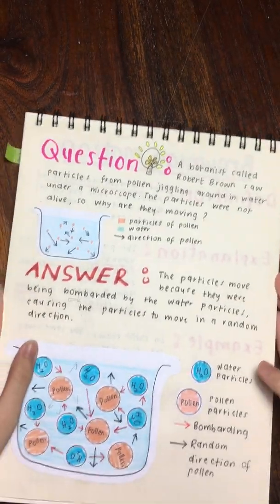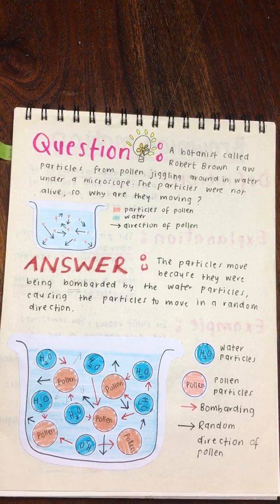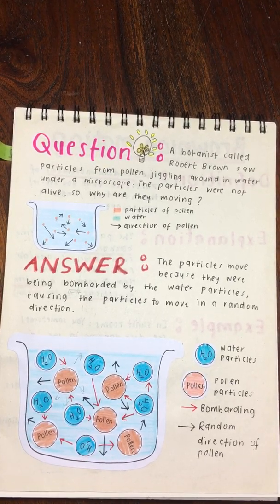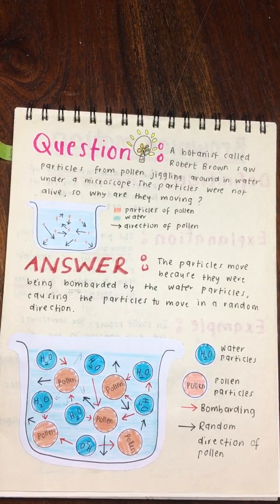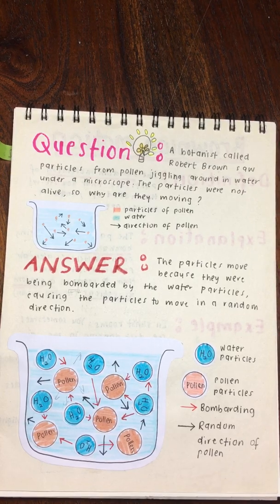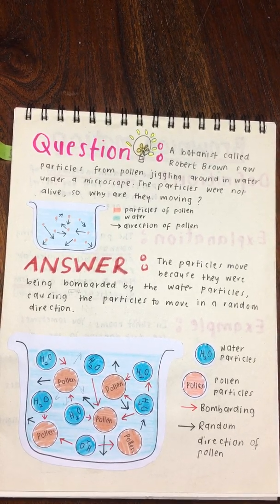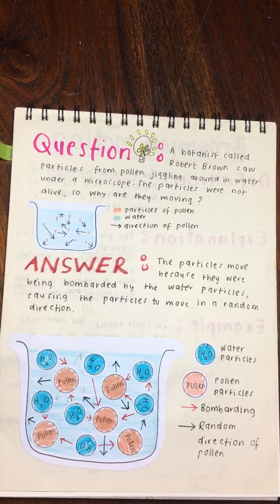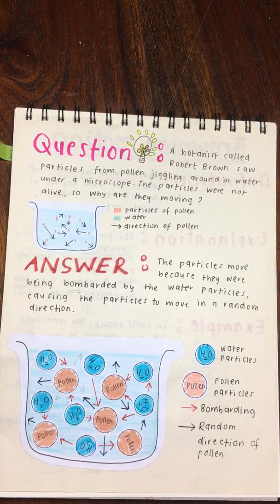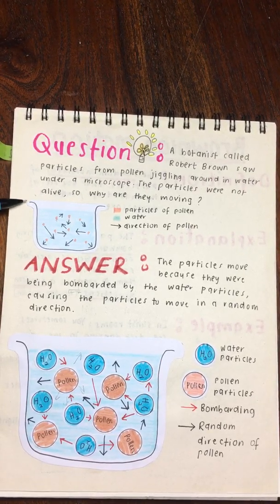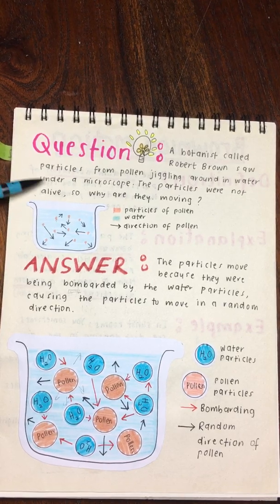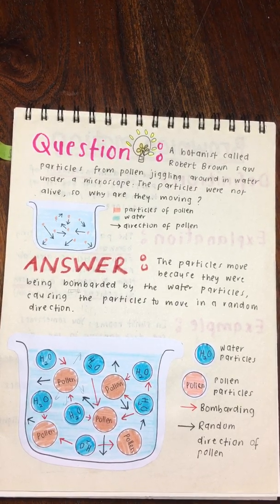Now, I have a question for you all. A botanist named Robert Brown saw particles from pollen jiggling or moving around in water under a microscope. The particles were not alive, obviously. Pollen particles are not alive. But why are they moving? So the hint is relate this with Brownian motion.